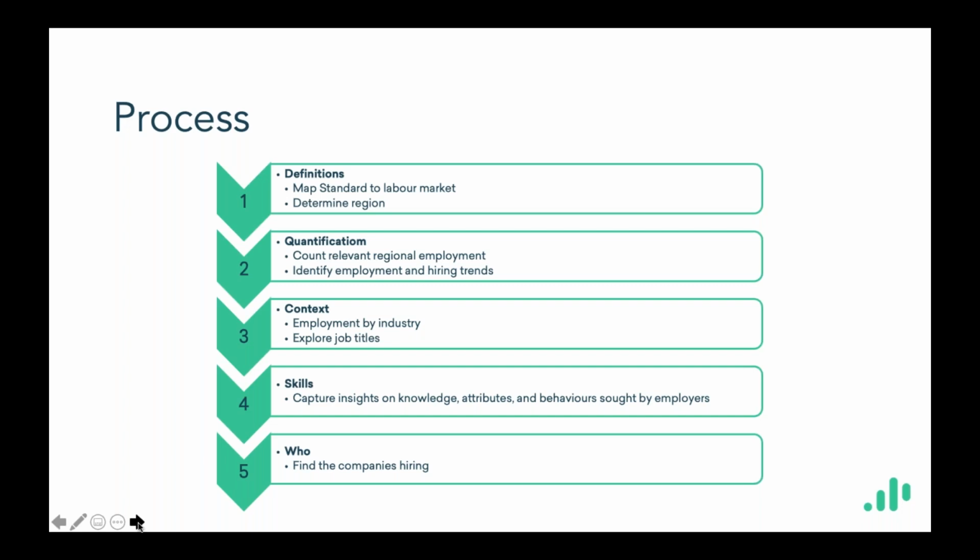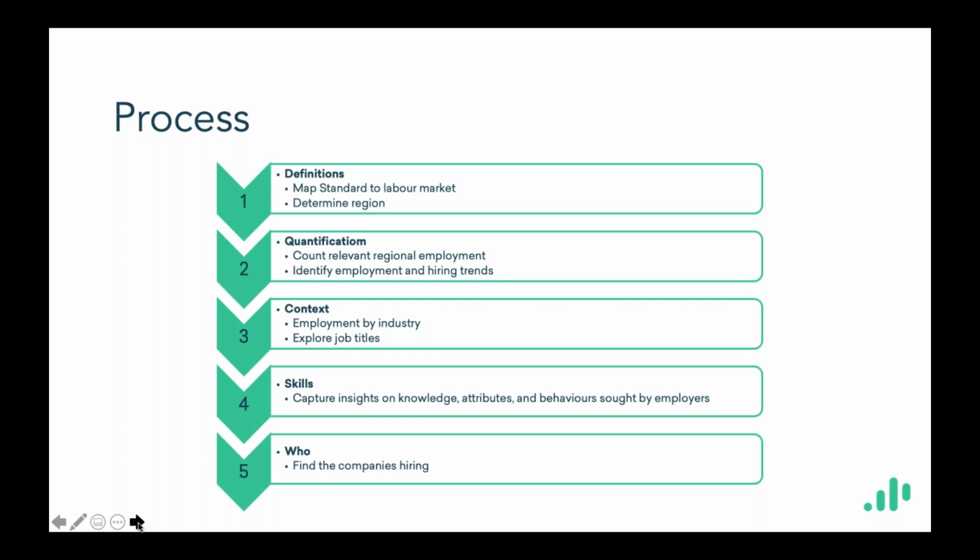So the first thing that we need to do is work out how we're going to align these two things, your apprenticeship and its standard on the one side and the labour market on the other, and which bits of the labour market. And so to do that, you need to agree some definitions. And so we'll look, first of all, at how you may determine what you will be doing in terms of defining what you're looking at in the labour market and where you're looking at it.